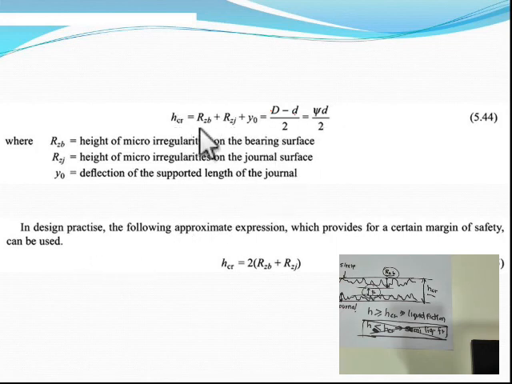However, it's quite difficult to actually calculate and take the surface roughness measurements and estimate what may be the deflection. So in design, the following approximate expressions are used. One of the best ways is to simply double the height of RZB and RZJ combined. You just add the heights of the asperities of the bearing and the journal, and multiply by 2, and that becomes your HCR.